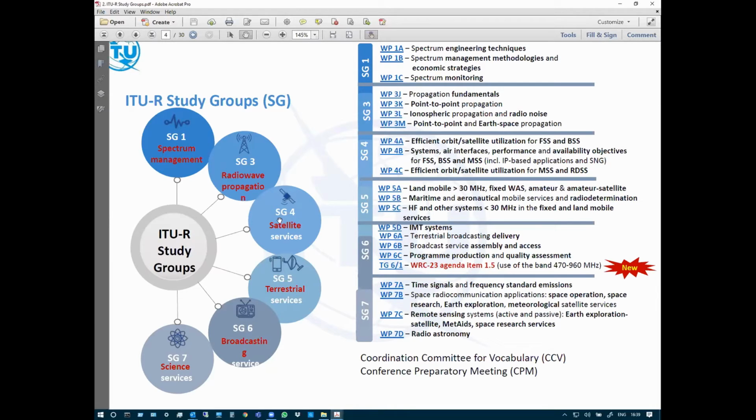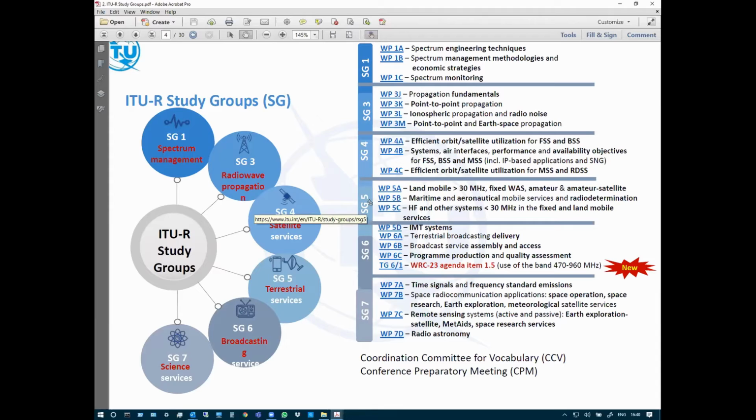Study Group 4 is for satellite services. Then we have 4A, efficient orbit and spectrum utilization for fixed satellite services and broadcasting satellite services. Then I skip to working party 4C. As you see, exactly the same scope, but for different services. So everything related to spectrum and orbit resources for fixed and broadcasting satellite services is within 4A, while the other services by satellite, mobile satellite and radiodetermination satellite services, are handled by 4C. And 4B is related to system aspects, interference, performance, and availability objectives for all the satellite services.